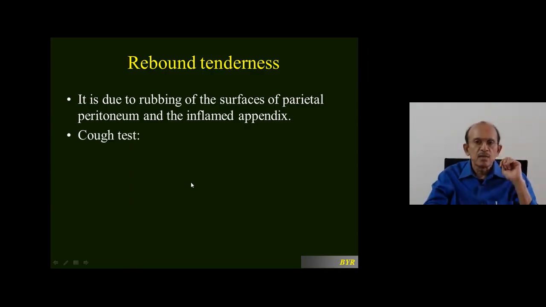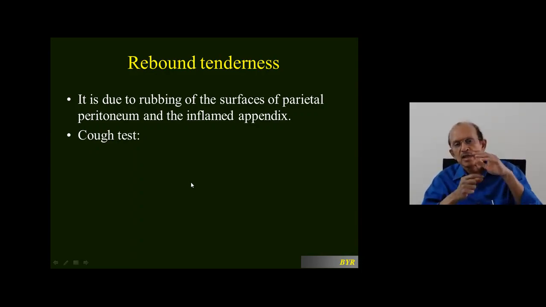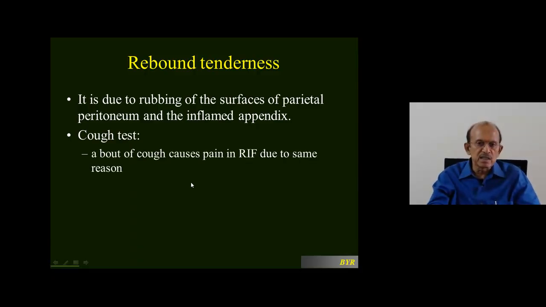Cough test. Ask the patient to cough. Whenever the patient coughs, the abdominal wall moves, so the abdominal contents also move. So the inflamed appendix now moves against the parietal peritoneum, which is inflamed. So that produces pain again. So this is just like rebound tenderness.